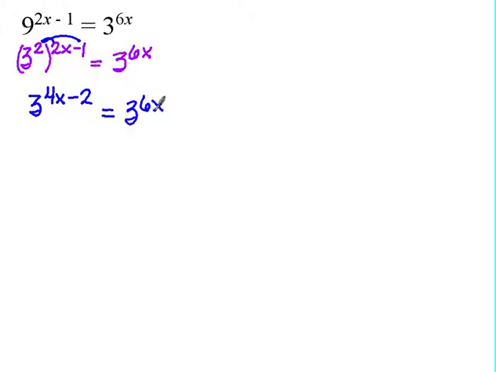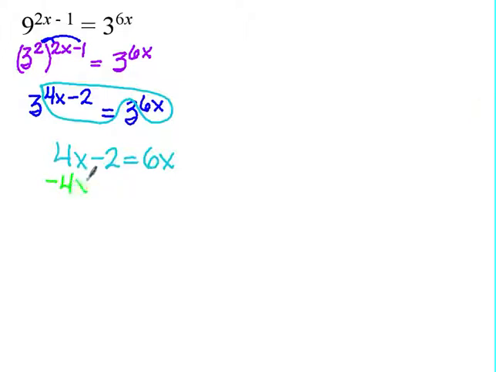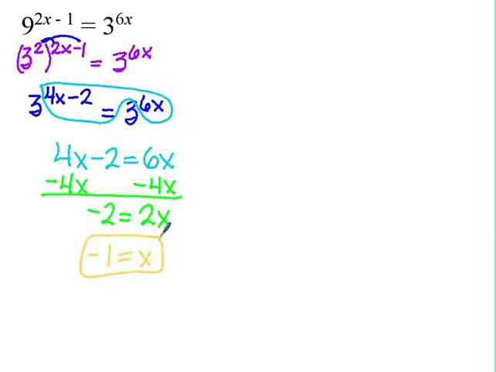Now you've got things all simplified. So what are you going to do now? 4x minus 2 equals 6x, and that's just a basic equation that we need to solve. To solve that, you subtract 4x from both sides, and I end up getting negative 2 equals 2x. What do you do now? What does x equal? Negative 1. Very good. Not too bad. Same bases, set the exponents equal.